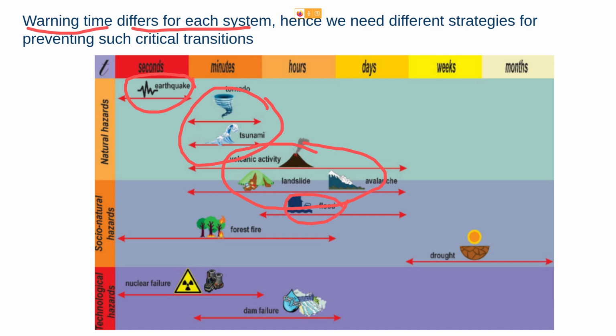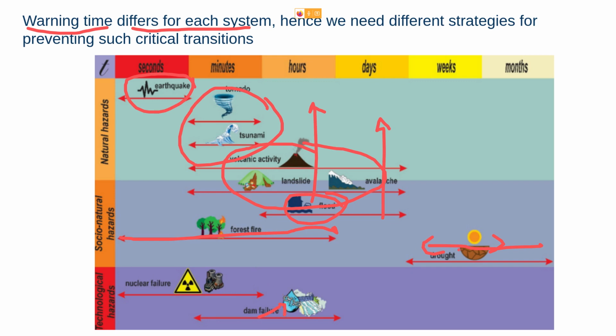For floods you may get a warning certain hours, or in some cases one or 2 days before. Whereas for socio-natural hazards like forest fire, you will get warnings within hours, minutes or seconds. For drought, it will take nearly weeks or months, so you will have a warning time in between. Whereas for a nuclear failure, you may have only certain seconds or minutes of warning time available. For a dam failure, you may have minutes or a certain number of hours before this kind of catastrophe happens.